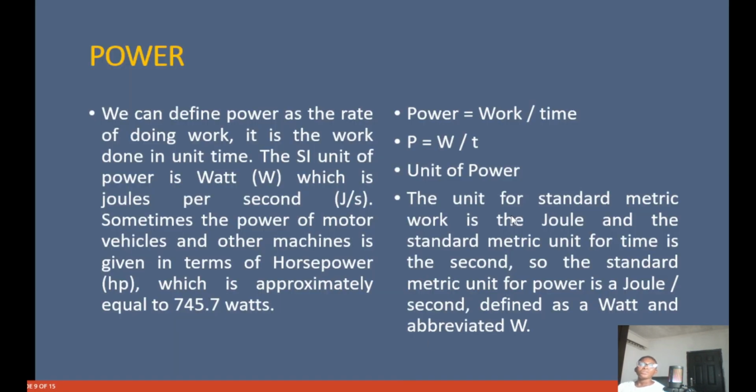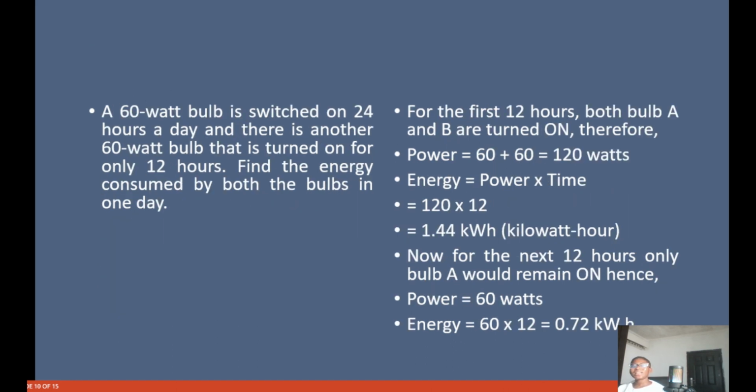So the standard metric unit for work is the joule, and the standard metric unit for time is the second. So the standard metric unit of power is joules per second, defined as the watt and abbreviated as W. A 60-watt bulb is switched on for 24 hours a day, and there's another 60-watt bulb that is turned on for only 12 hours. Find the energy consumed by both bulbs in one day. We've done this in electrical energy and power, where we explained that to know the energy consumed, it is going to be in kilowatt hour.